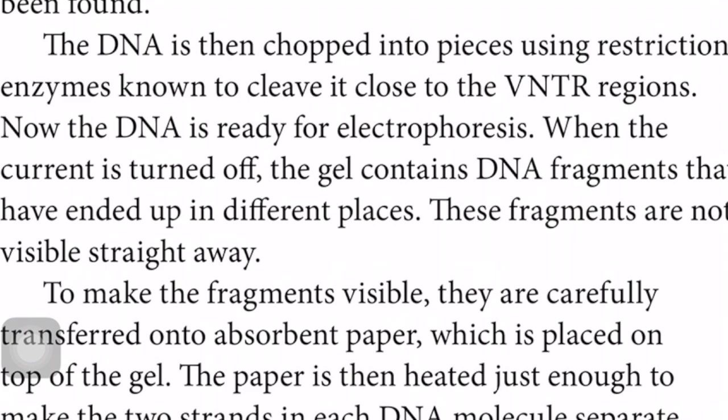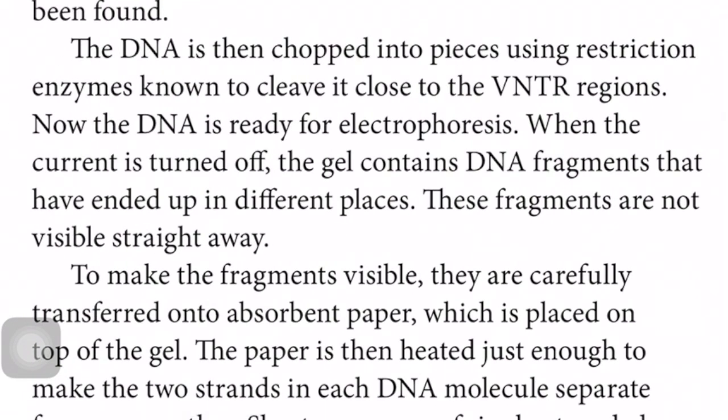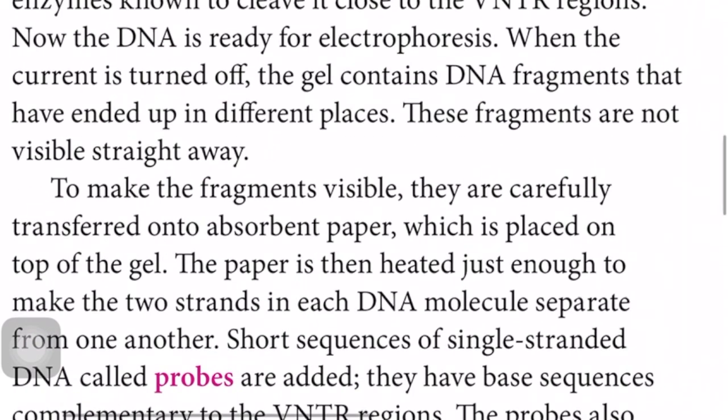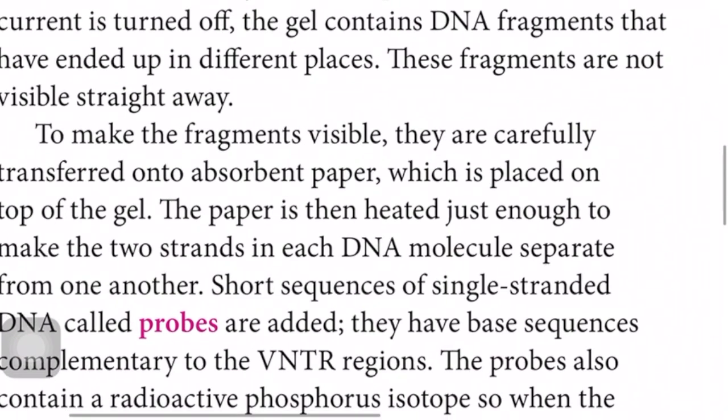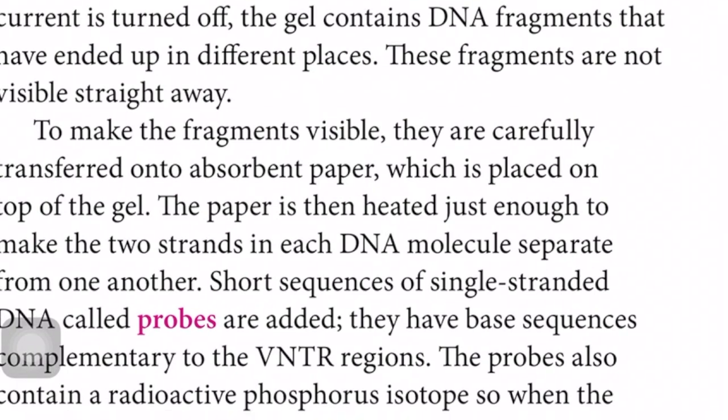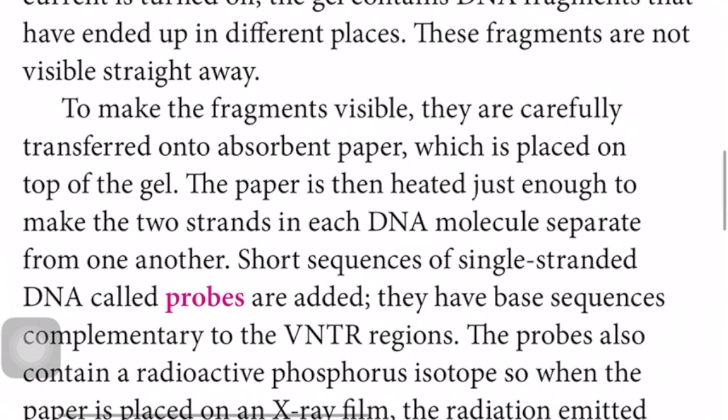The DNA is then chopped into pieces using restriction enzymes known to cleave it close to the VNTR regions. So only the VNTR regions are present there, because that is what varies from person to person. It is kind of like a unique identifier for the person. So we need the VNTR parts of the DNA. Now the DNA is ready for electrophoresis. When the current is turned off, the gel contains DNA fragments that have ended up in different places. Well, we need to switch on the current first, and then the current is turned off. So why in different places? Because not all of the sizes and charges are the same.